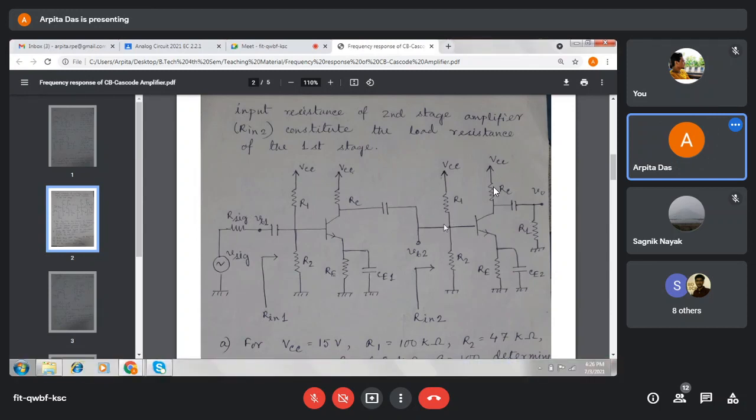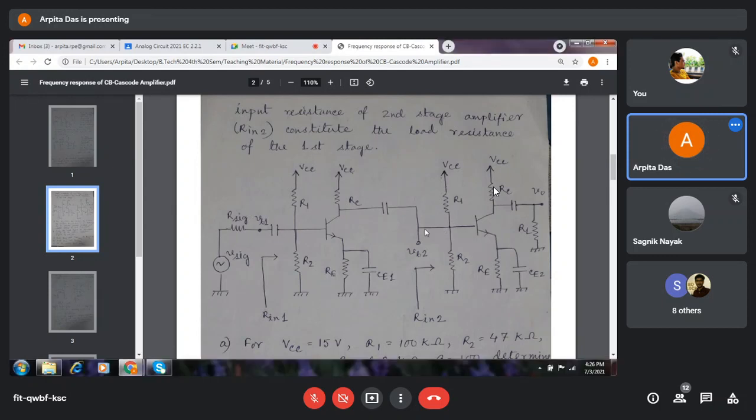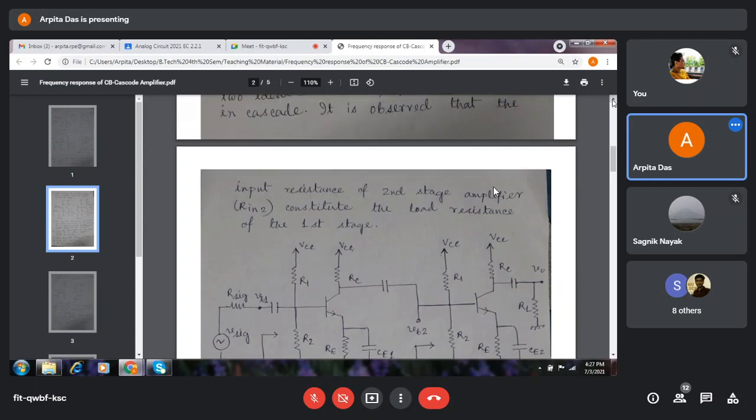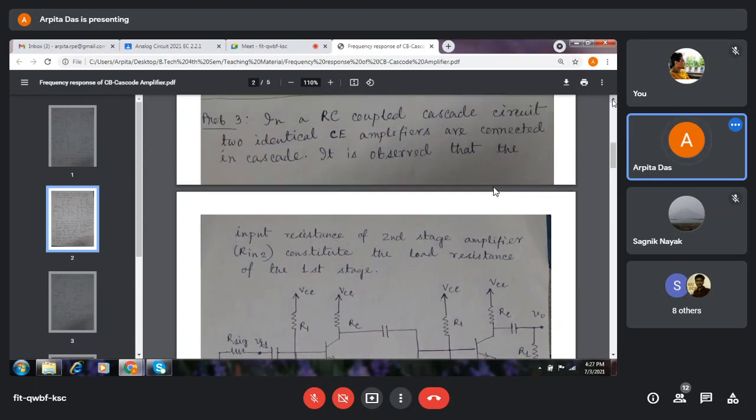Now, the input resistance of the second stage amplifier will act as the load resistance of the first stage amplifier. So, when you cascade more than one stage, the input resistance of the later stage will act as the load of the previous stage. This is one important thing. Remember it. So this is simple CE amplifier cascading.